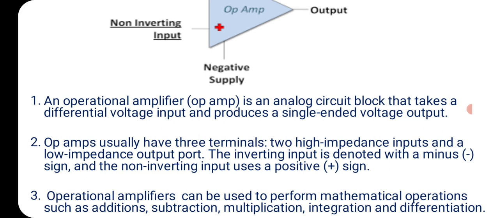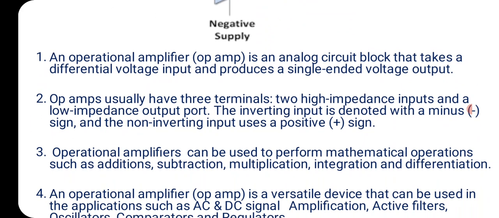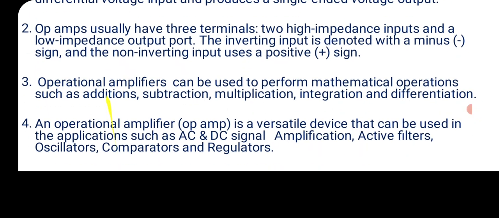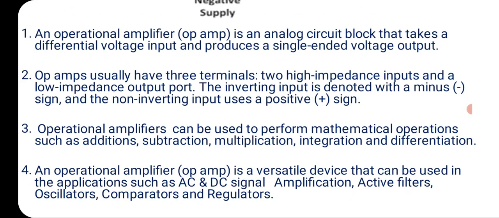The second point: op amps usually have three terminals, two high impedance input ports and a low impedance output port. The inputs are the same as I discussed above from the diagram. Third point: operational amplifiers can be used to perform mathematical operations such as addition, subtraction, multiplication, integration, and differentiation. These are the operations it can perform before amplifying the signal.